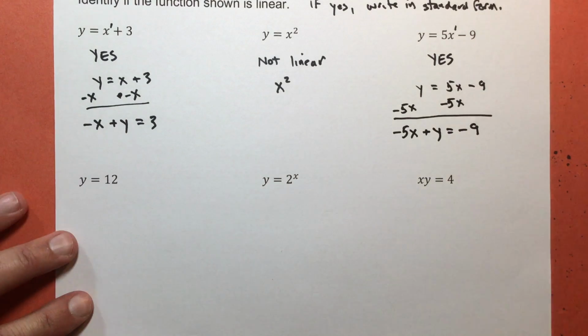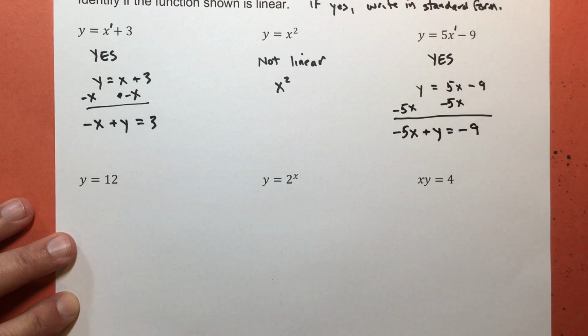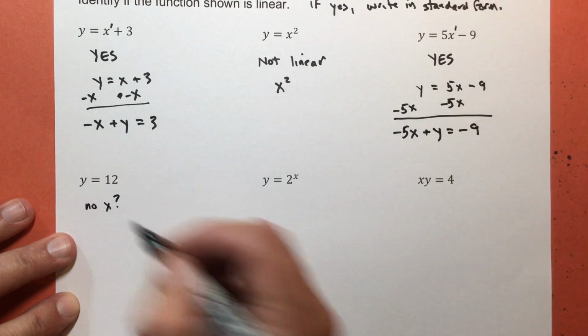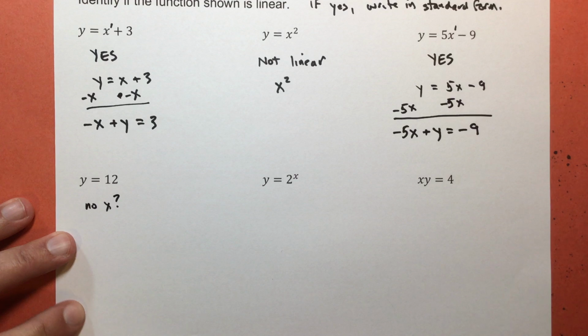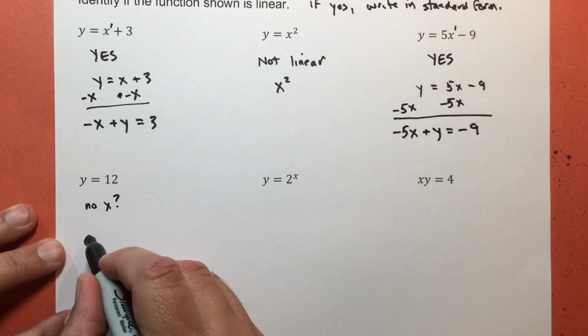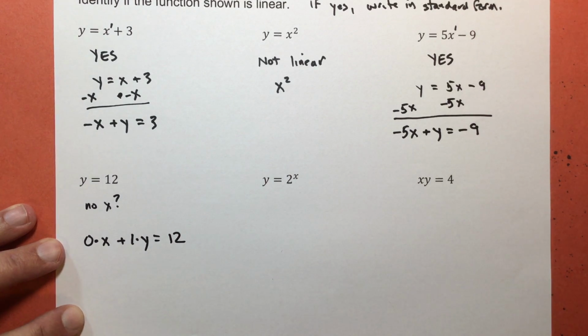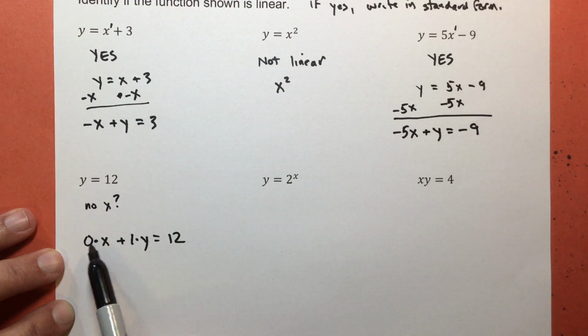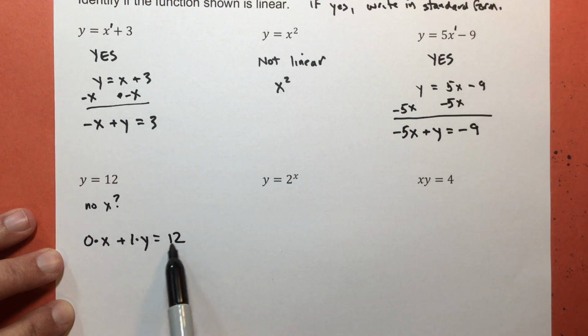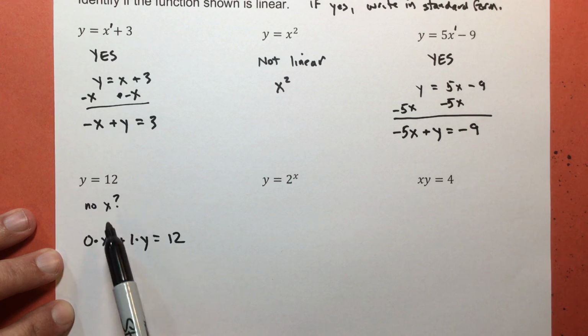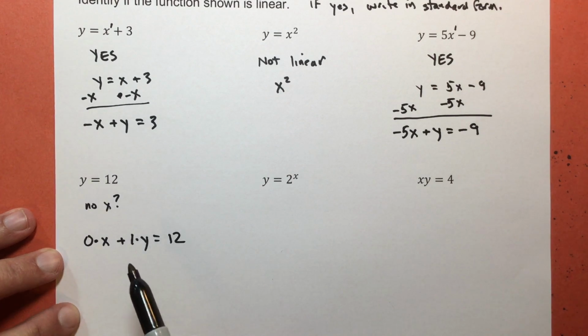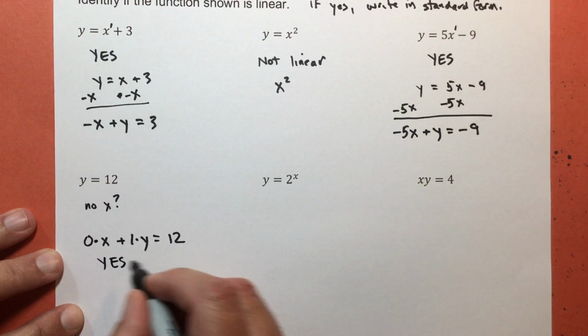All right, look at this. y equals 12. There's no x. What does that mean? Well, one way to write this would be 0 times x plus 1 times y equals 12. And if I do write 0 times x, it means whatever the x is, I'm just going to multiply by 0. So every y is going to equal 12. So whatever my x is, I get 12. x equals 1, I get 12. x equals 11, I get 12. So if I actually graph this, it's going to be a horizontal line. We talked about that in one of the previous videos. This is a linear function.